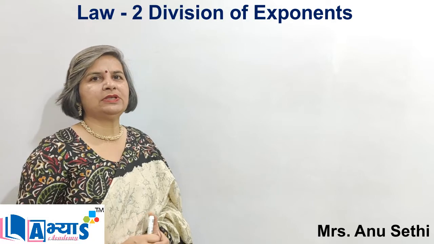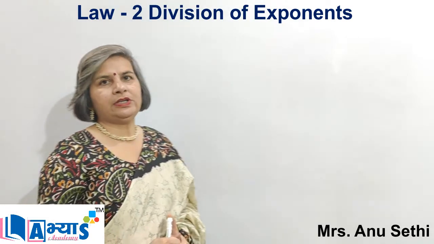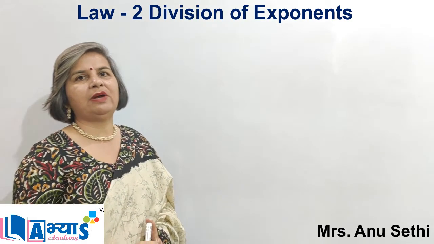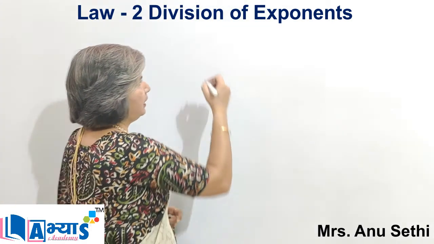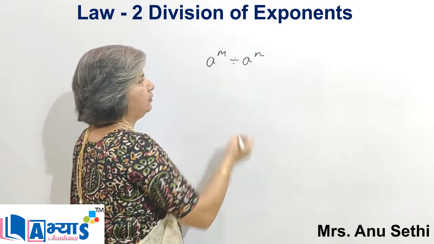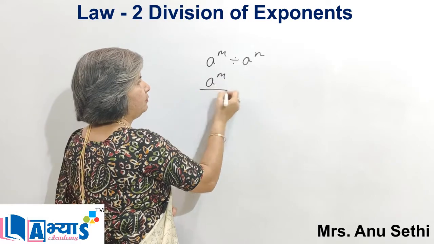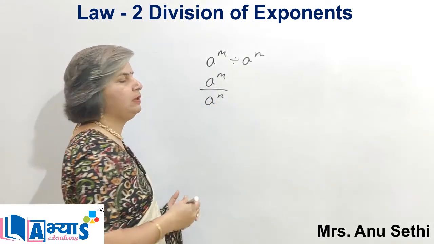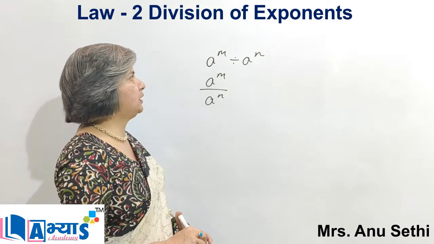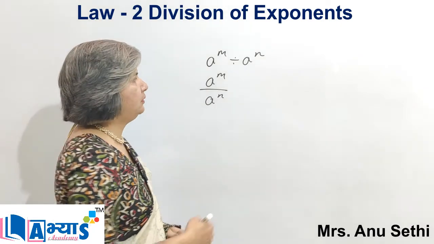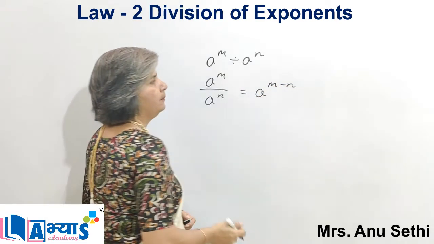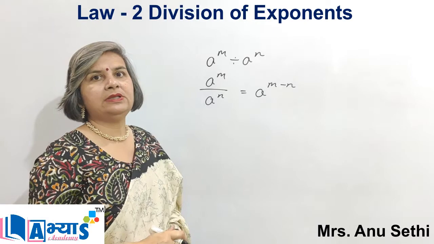Going to discuss the concept of the law of division of exponents. If we have two exponents with the same base and we are dividing them, for example, a raised to power m divided by a raised to power n, or a raised to power m upon a raised to power n, that means they have the same base a and different exponents m and n, then this is equal to a raised to power m minus n. So first let us verify this relationship.